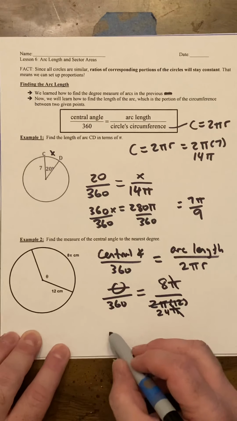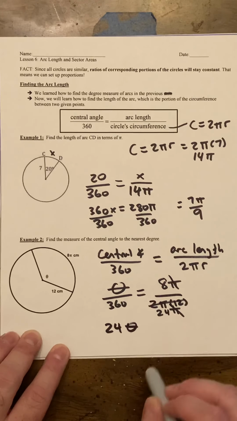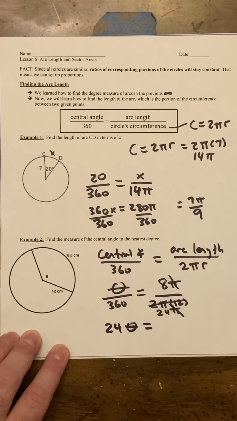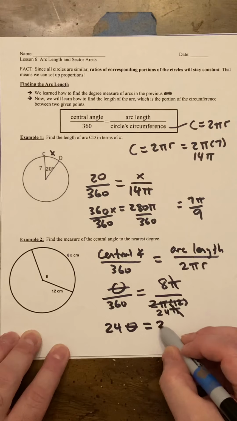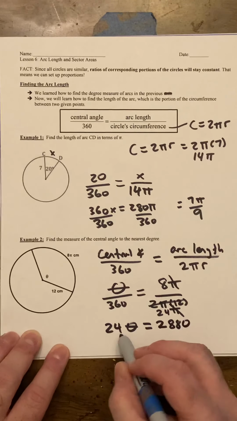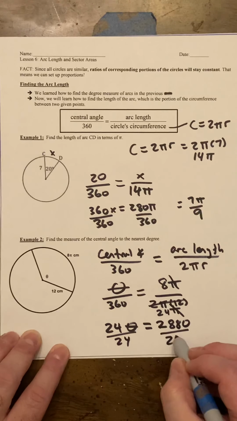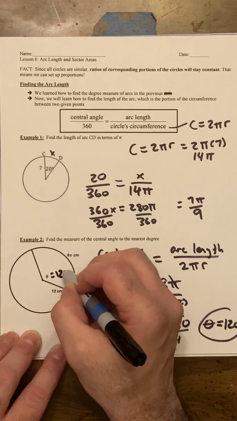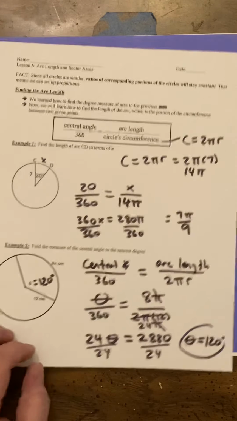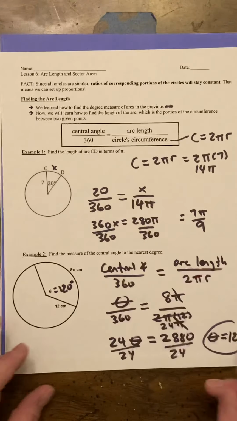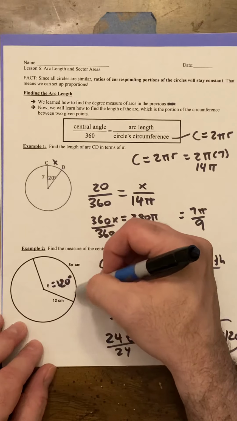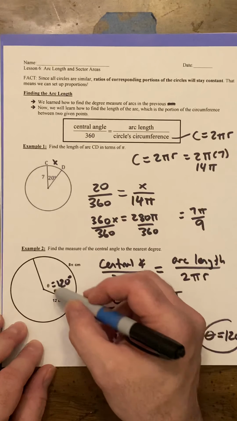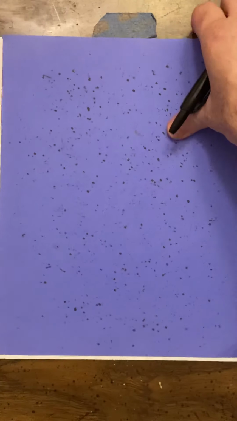And then when we cross multiply, we're going to get 24 times theta equals 360 times 8, which is 2,880. Divide both sides by 24, and we get theta is 120 degrees. So this central angle here is 120 degrees. Okay? So that's how you find the relationship between the arc length, the radius, and the central angle. All right, let's go take a look at the next page.